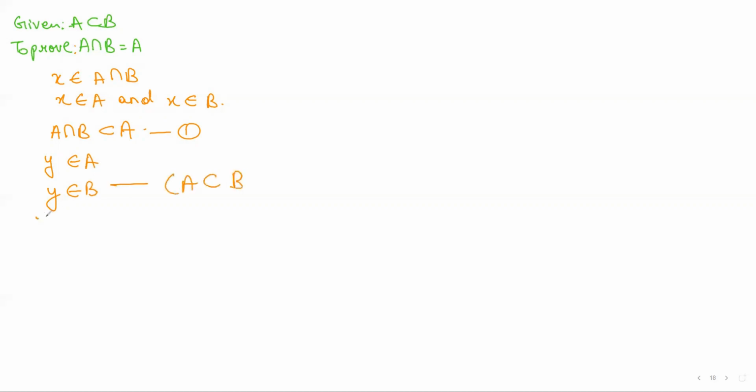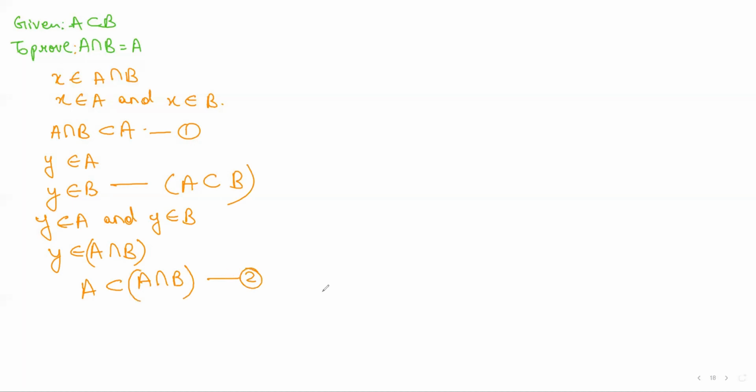If Y belongs to A and Y belongs to B, then we can say that Y belongs to A intersection B. We started from here, Y belongs to A, and we ended up with the same element belonging to A intersection B. A can be considered as a subset of A intersection B. This is your equation 2. You should consider 3 and 4. From 3 and 4, we can say that A is equal to A intersection B.